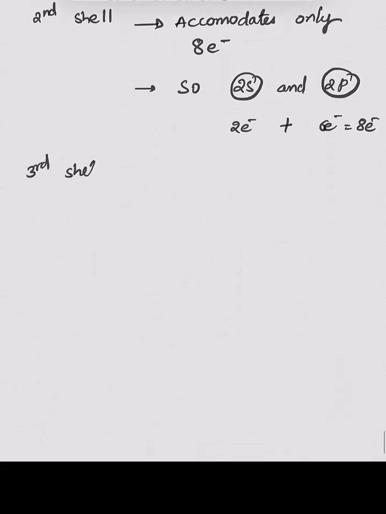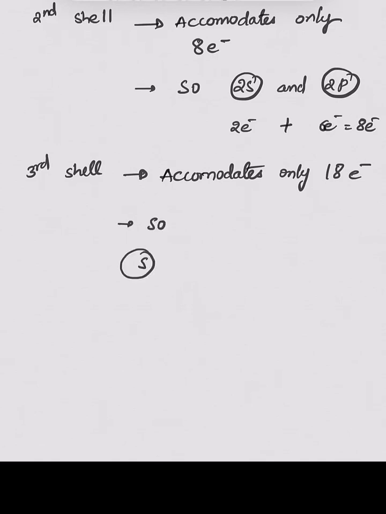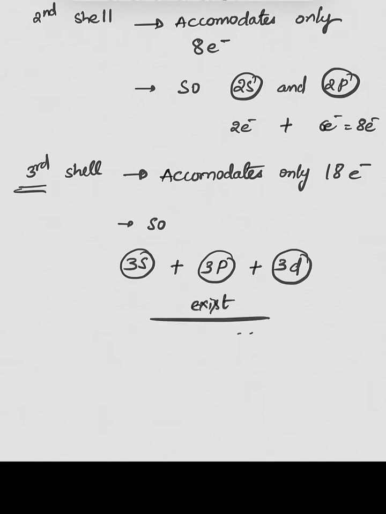The third shell accommodates a maximum of 18 electrons. So the s orbital, p orbital and d orbital exist, but f does not exist. This is the third shell, so 3s, 3p, 3d exist. The answer is justified.